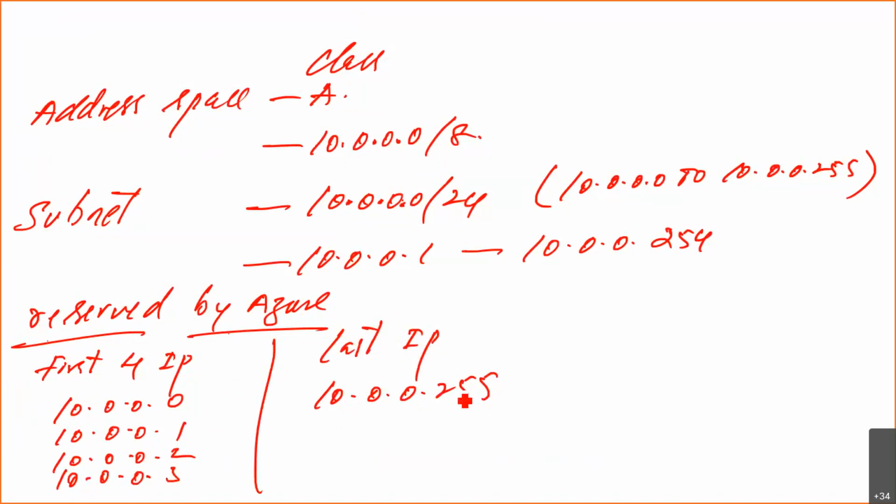10.0.0.255. Okay. So why is Microsoft taking these IPs? You can see the first IP, 10.0.0.0, is an invalid IP. It's called the network IP. And the last IP is the broadcast IP. What is the last IP? 10.0.0.255, the broadcast IP. We are not using it. Now available IPs are 10.0.0.1, 10.0.0.2, 10.0.0.3.